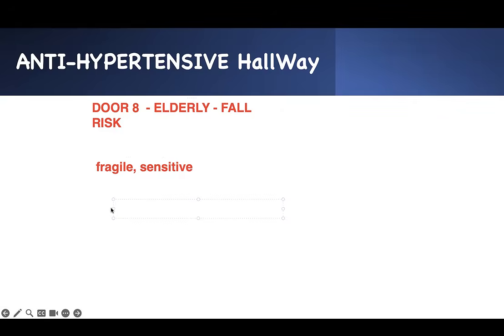You start with hydrochlorothiazide and the calcium channel blocker. You stay away from medications like Clonidine. They're going to fall down. You don't drop their blood pressure too much. You start slowly, as much as possible. That is your door 8. And then when you look on the other side, door 9 is there.